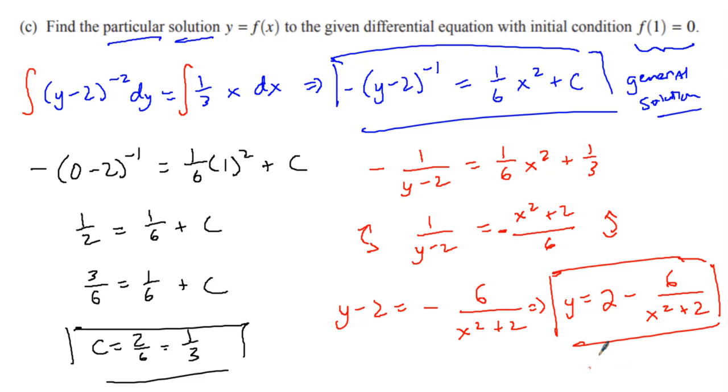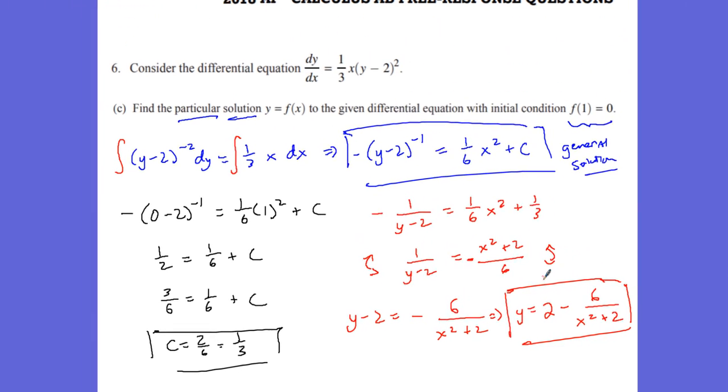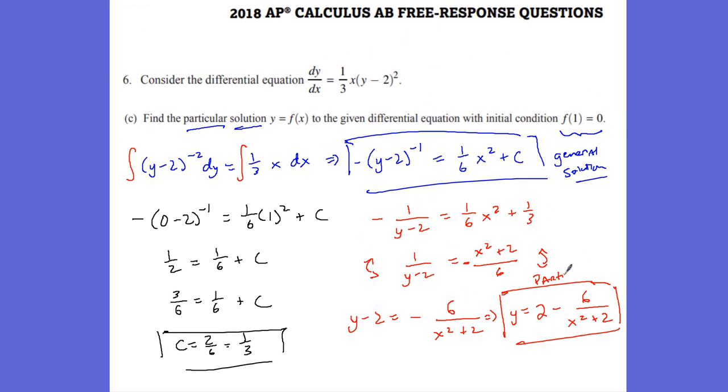And that is my answer, my particular solution of this differential equation. You can see the easiest thing to do right off the bat is separate your variables, you integrate, you solve for your c. Then you plug your c back in and you solve for your y. You can see this is going to be worth a lot of points, okay?